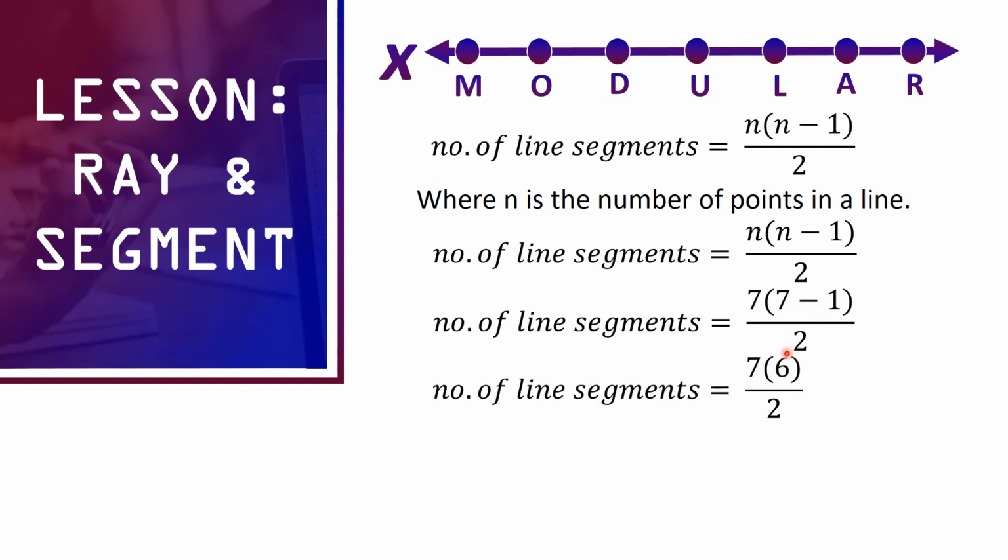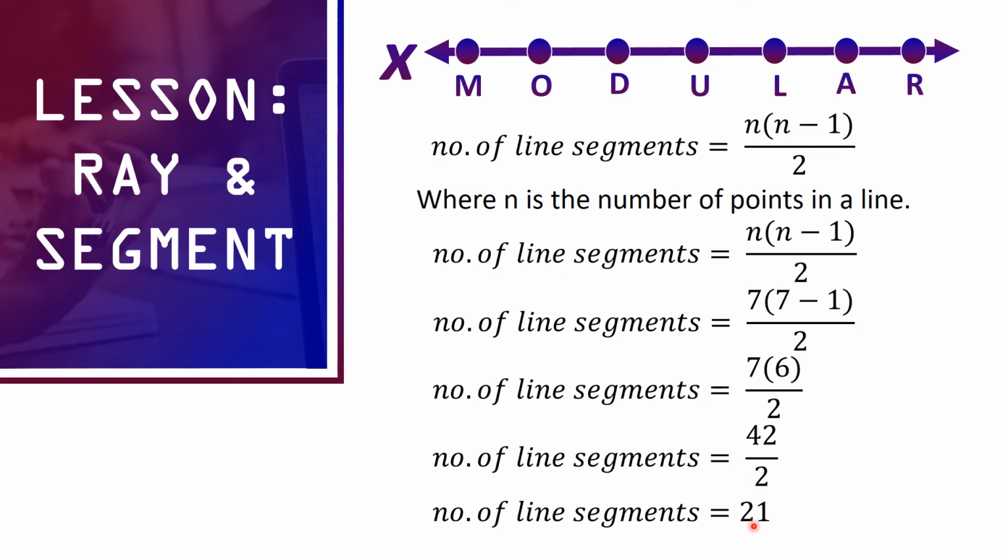Then let us simplify. So we have here 7, then simplify inside the parentheses. 7 minus 1 is 6, then all over 2. Then let's multiply. So 7 times 6 is 42, then divided by 2. So we have 21. So therefore, the number of line segments that we can form from this line with 7 points is 21. Okay?